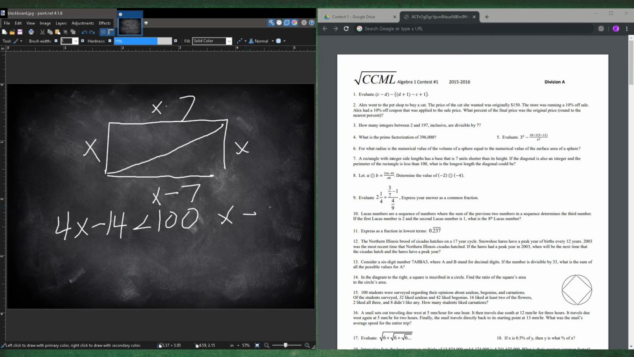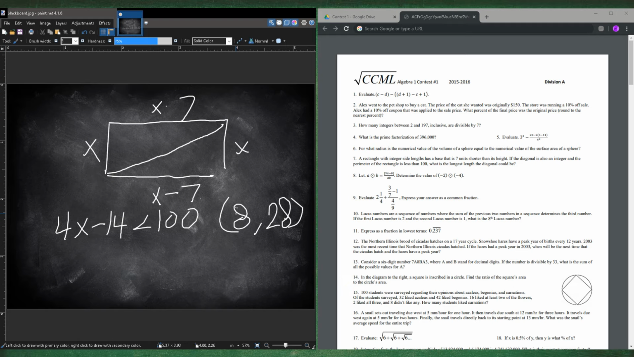So x has to be from 8 to 28. It has to be at least 8 because you can't have a negative side length; if x is 7, the length would be 0, which won't make sense. So it has to be 8. So the height can only be 8 to 28.